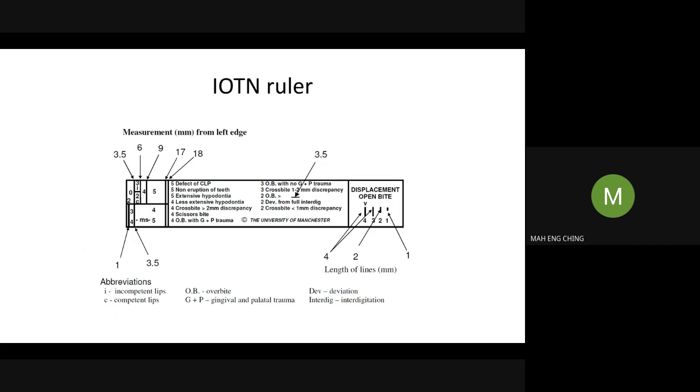So again, this is the IOTN ruler. It just summarizes what I said just now. On the left side, they measure the overjet: 3.5, 6, 9, 17. Usually more than 9 is considered severe. They give you 5A. And this one is reverse overjet, then gives you 3 and 4, depending on whether the patient has mastication or speech problems. And this one on the right side gives you displacement or open bite. There are abbreviations: I for incompetent lips, then competent lips, then overbite, gingival and palatal trauma, then deviation, interdigitation. It's just a short form, abbreviations.